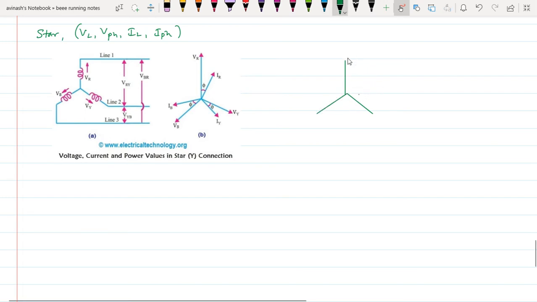You can see these points. This is voltage of first phase. Let us take this as R phase. I am assuming the phase sequence as RYB. The phase sequence will be what? Clockwise direction, RYB.